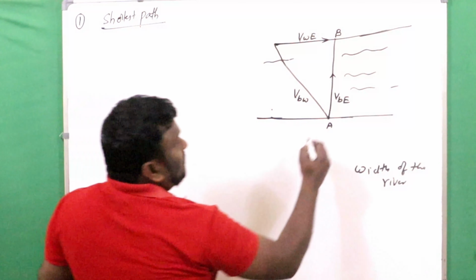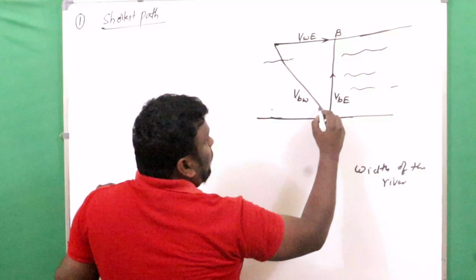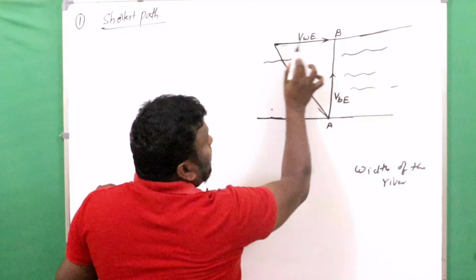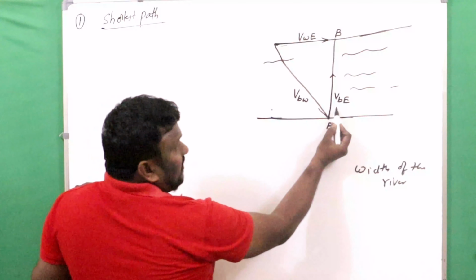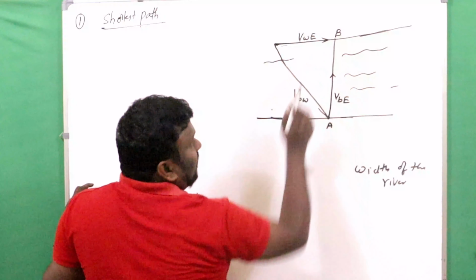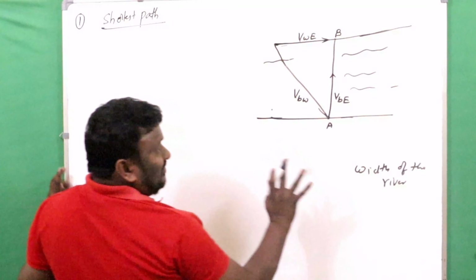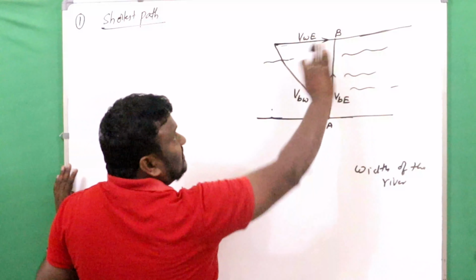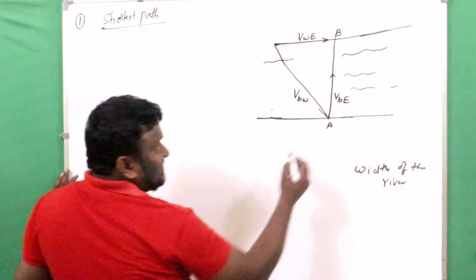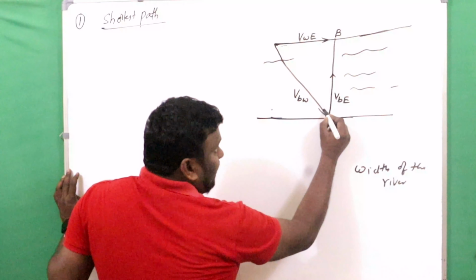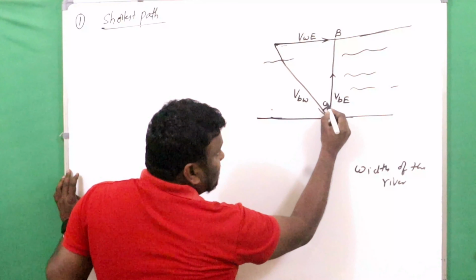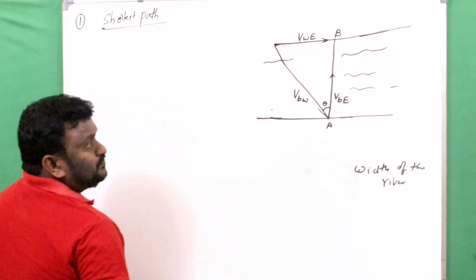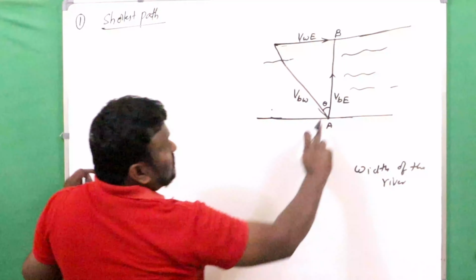Clear? So this is VBW, and this is VWE, and this is VBE. When VBE is along this path, then only the boat will move along the shortest path. In this case, the boat can make some angle theta with the normal, with respect to the water velocity. Clear? So this is theta.